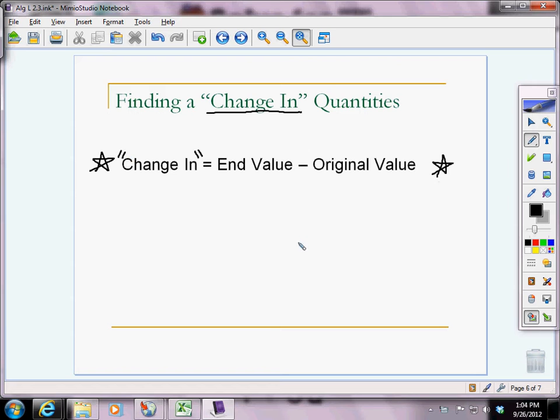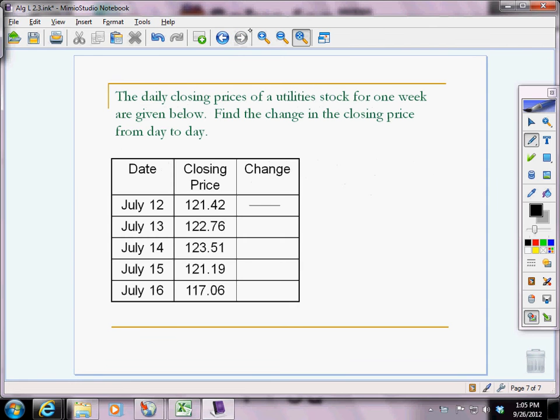or the change in elevation or the change in temperature, what they want you to do is take your end value or where you end up and you subtract your original value and where you start. So it's really important that you always take your last known value and you subtract what comes before that. Let's look at an example.